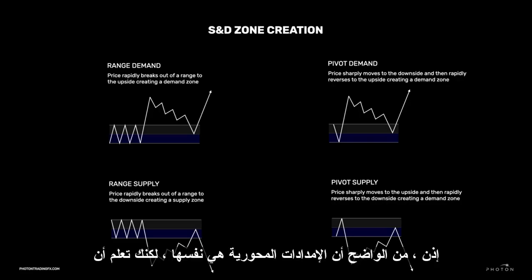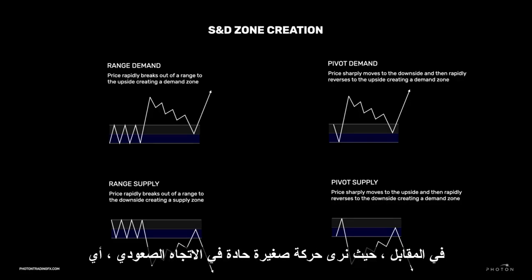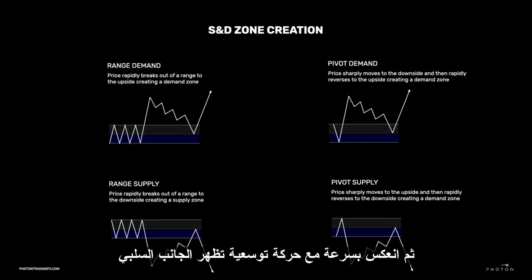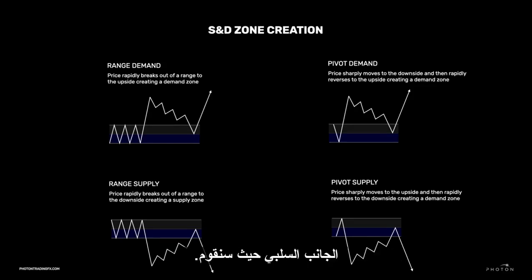So then pivot supply is obviously the same, but the opposite, where we see a small sharp movement to the upside that is then rapidly reversed with an expansive move to the downside, showing that demand has then overpowered supply, causing that imbalance to the downside, where we will then look for price to return to that pivot created supply zone to potentially look for short entries. So these ranges and these pivot created zones, these really are the footprints of institutional orders in the market that shows us where they are stepping in with large orders to cause those imbalances.